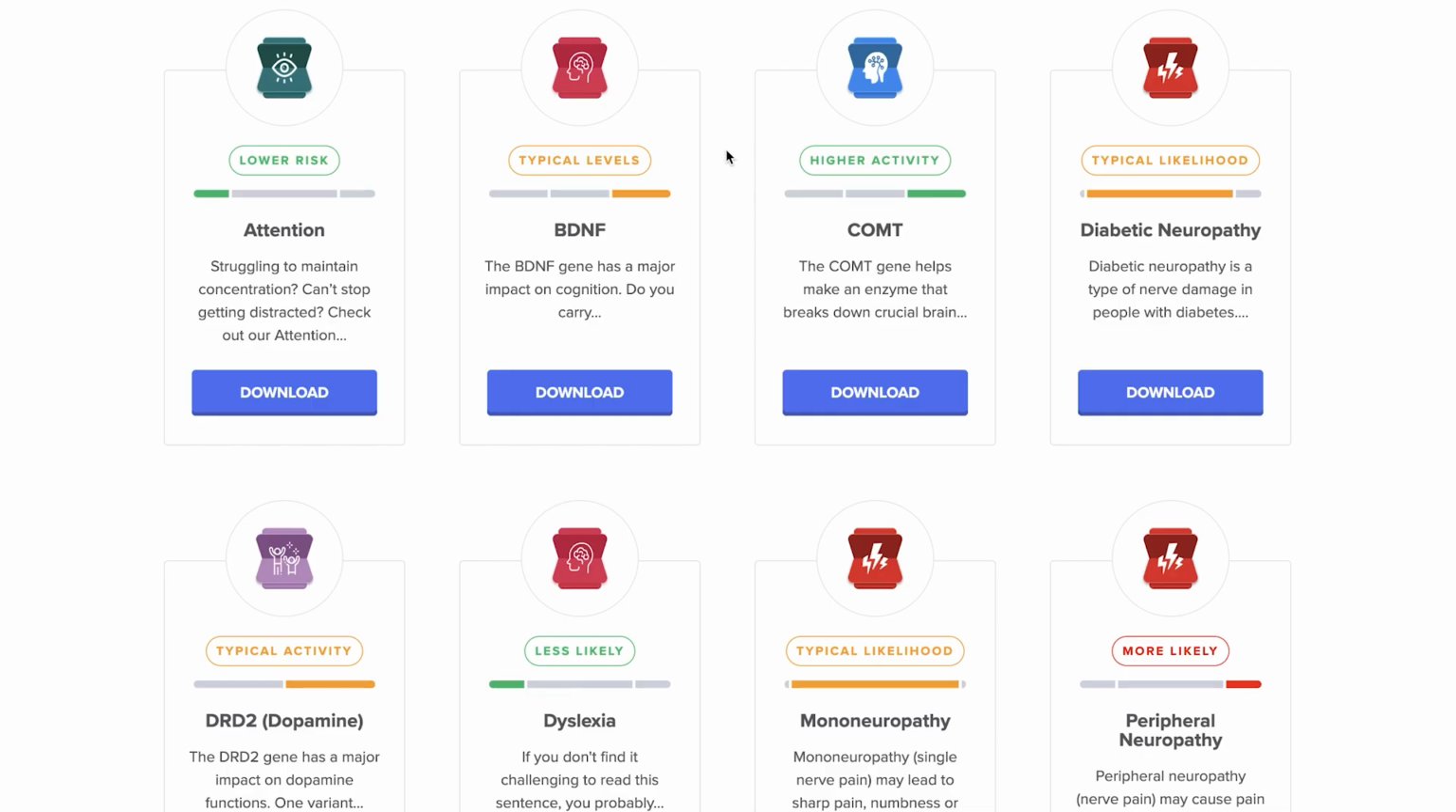COMT is one of the two main genes that breaks down catecholamines. Catecholamines means the adrenal neurotransmitters. So specifically dopamine, adrenaline, and noradrenaline, those three. Those are also broken down by another gene, an enzyme called MAO. We might see that on our travels here as well. But COMT is the main one. MAO also breaks down serotonin and other things. So COMT higher activity means that this person breaks down stress chemicals quickly.